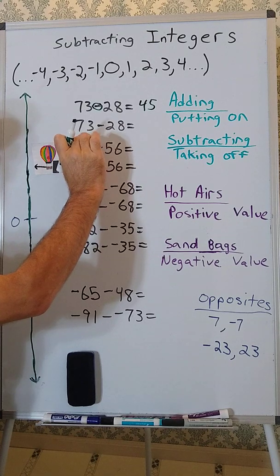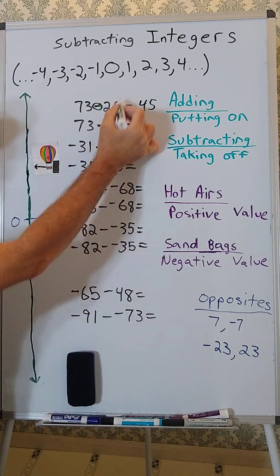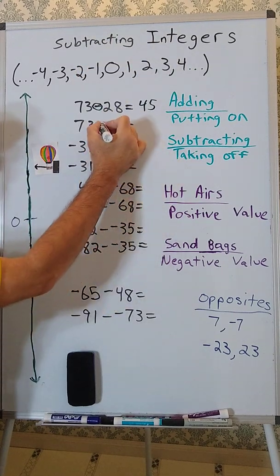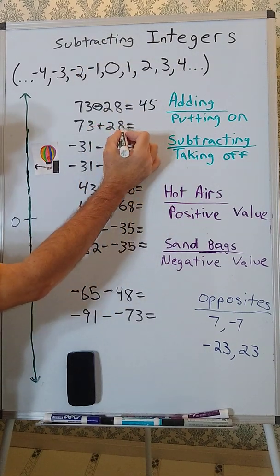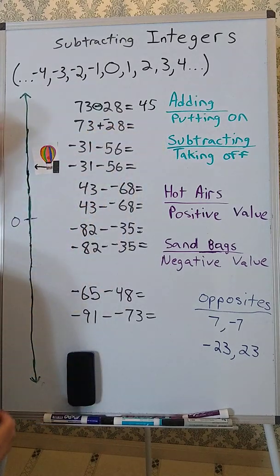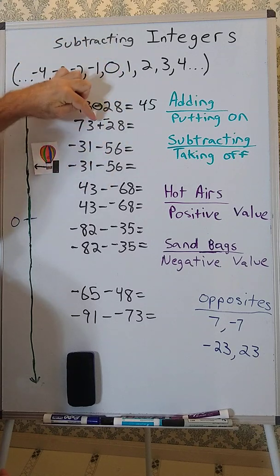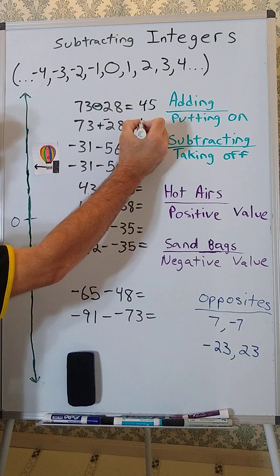And how is that related to addition? Well, taking off hot airs makes the balloon go down. What could I add to make the balloon go down? Well, that would be adding 28 sandbags. So I see if I take off 28 hot airs, the balloon goes down. If I add 28 sandbags, the balloon goes down.